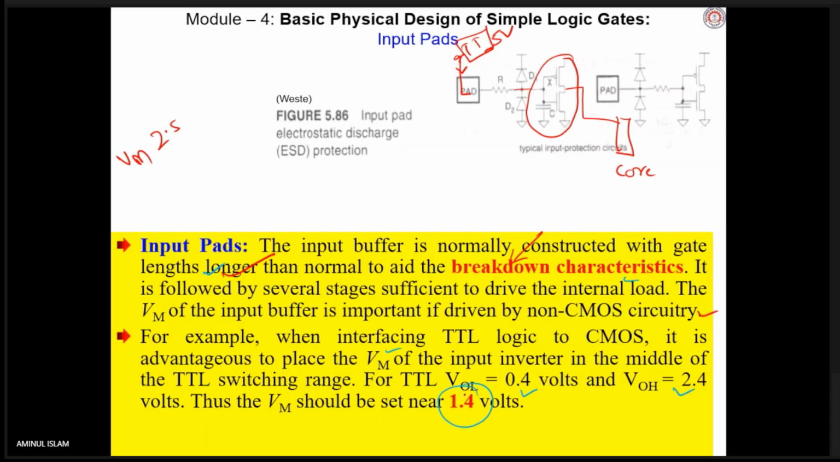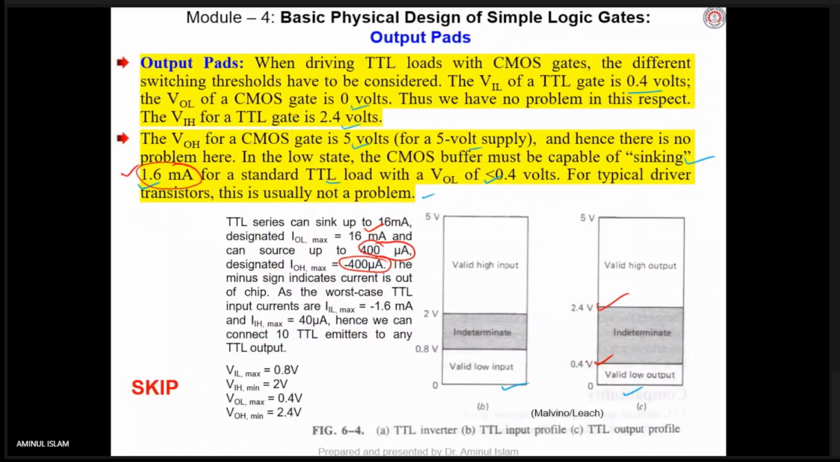For TTL, VOL is 0.4 volts and VOH is 2.4 volt, right? That we have seen in the output profile. VOL max is 0.4 volt and VOH min is 2.4 volt. VOH min is the minimum output voltage that can be considered as high, and VOL max is the maximum output voltage that can be considered as low.